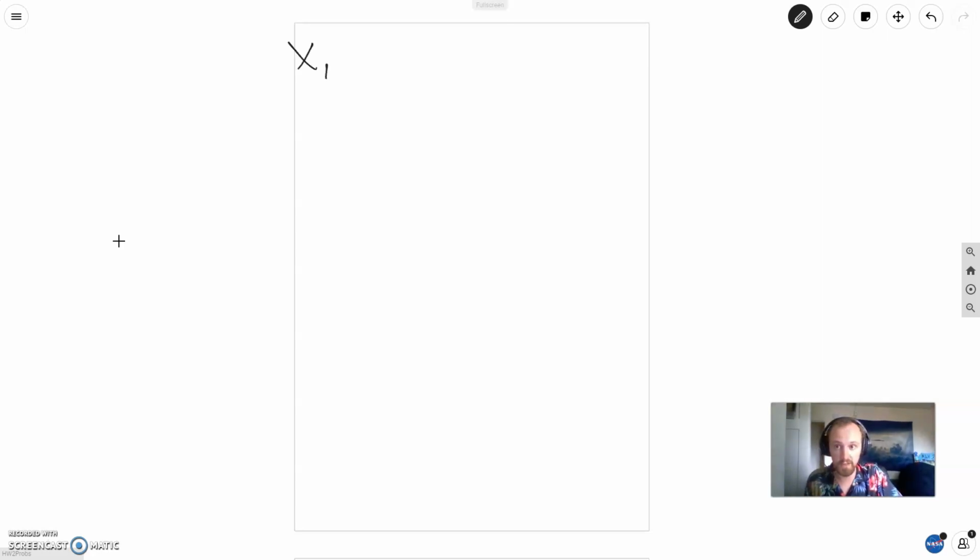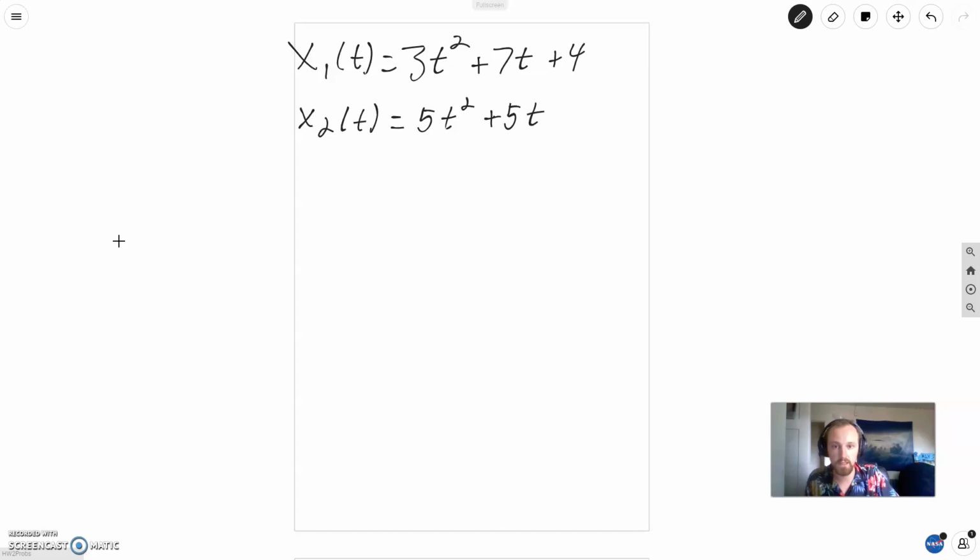So we're given the position of the first particle as a function of time, x1 equals 3t squared plus 7t plus 4. And we're given the position of the second one, x2 equals 5t squared plus 5t plus 1. Did I get all that right? Yes. Okay. So we need to know when is their separation a minimum. All right, so let's think about that. When is the separation a minimum?